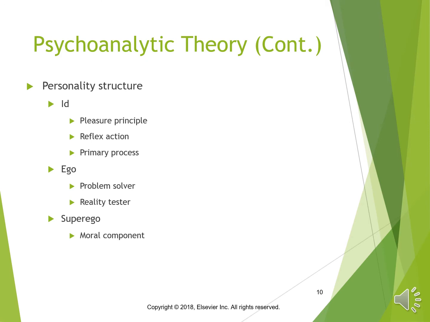So this slide again explains the personality structure. There's id, ego, and the superego. The id is the pleasure principle. It is mainly your instincts, your primary instincts or drives. That is the id. Ego is the problem solver, reality. We know what is to be done, and you can delay the gratification. We can wait. That is the ego. And then comes the superego. That is the moral component.